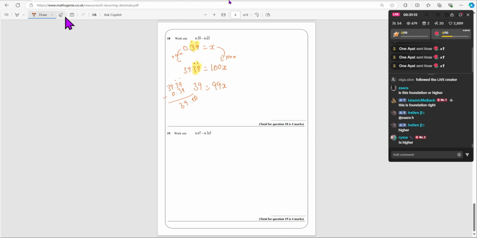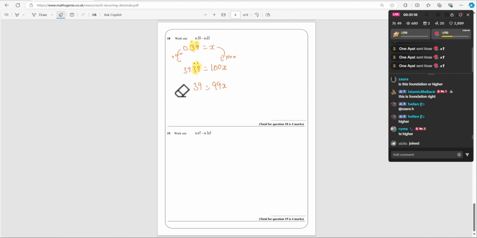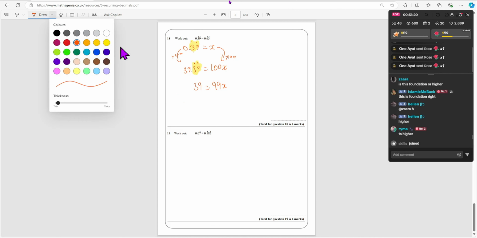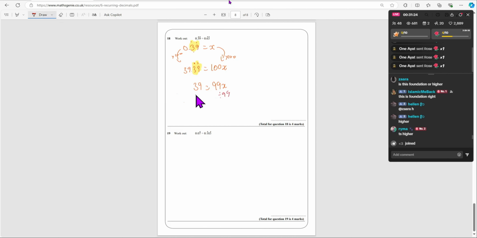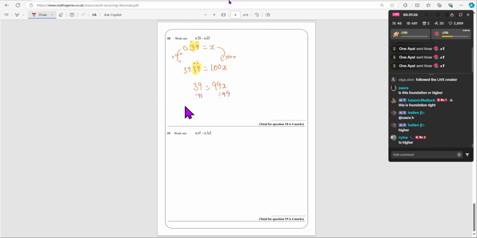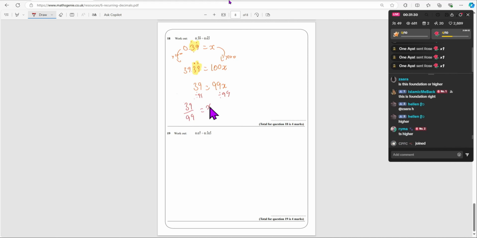And then we're going to rearrange to get x on its own. To get x on its own, we're going to divide by 99. We divide by 99 on both sides. We're going to get 39 over 99 is equal to x. And then we'll simplify this to 13 over 33. 13 over 33 is equal to x.